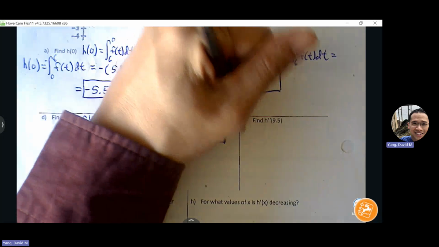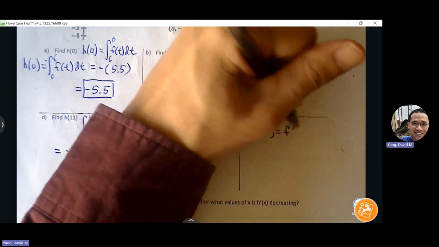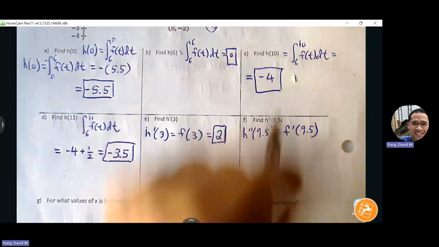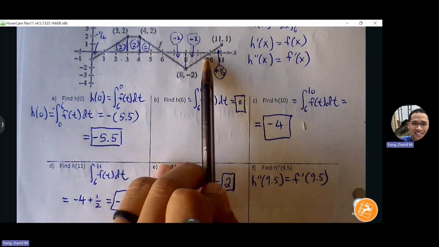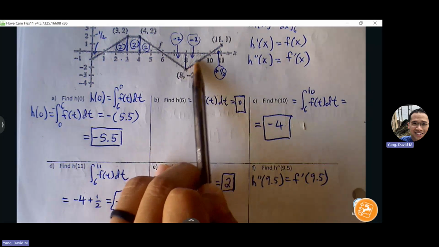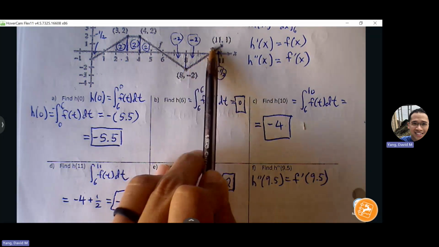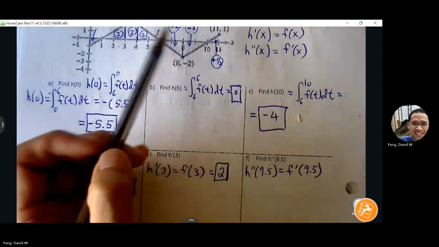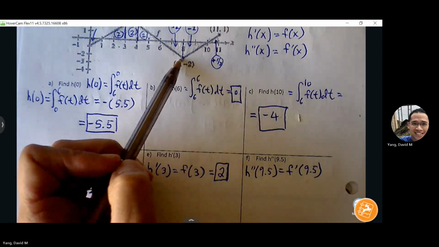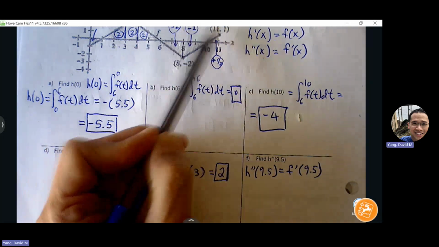Okay, H double prime of 9.5 translates to F prime of 9.5, and that is simply asking for the slope of the graph at 9.5. It feels like a strange decimal there, but it's the same. We know that anything on this line is going to be the same slope. So if I can find the slope of this line, I can find the value. So I can go up 3 units, to the right 3 units. So my slope is just 1.